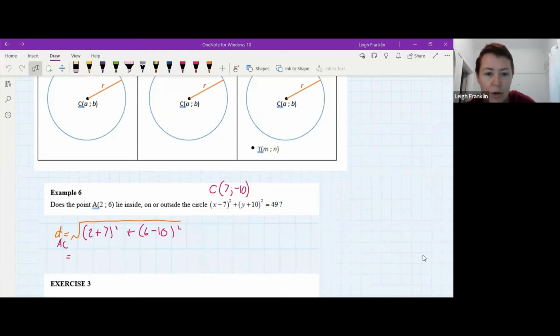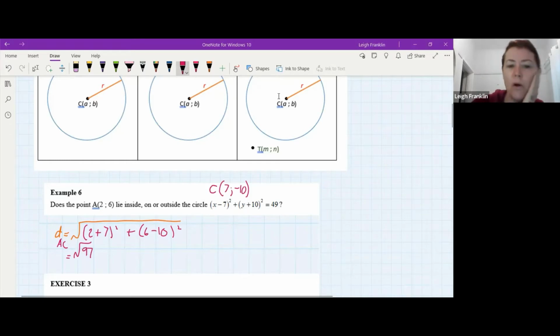All right, anybody got an answer that they want to share today? I'm getting root 97. Is anybody else getting root 97? Yes, ma'am. Okay, root 97 as well. Okay, cool. All right, lovely. So if we just press the SD button to understand how long that actually is, I'm getting 9,85.